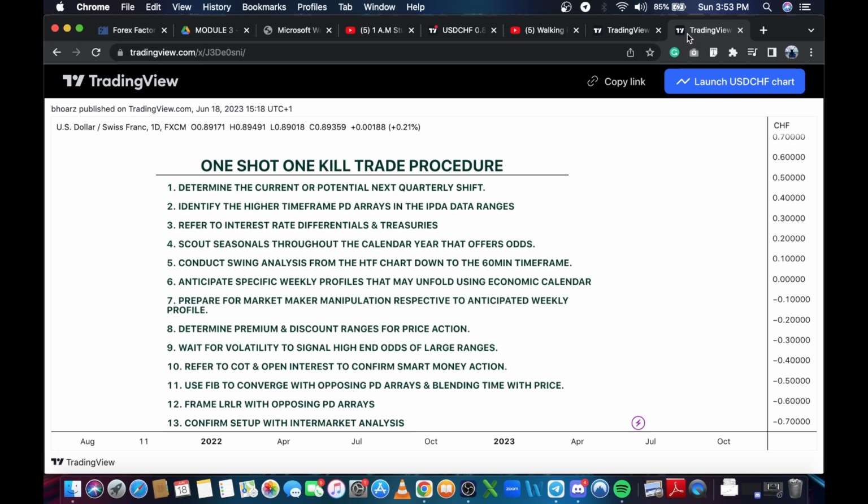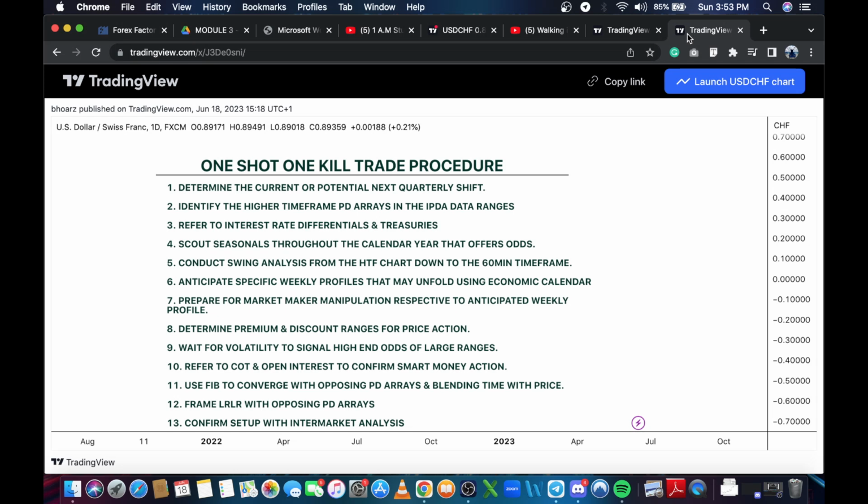Number 2, you identify the high time frame PD arrays in the IPDA data ranges. We talked about IPDA data ranges, and now you can do the 20-day look back, the 40-day look back, the 60-day look back, and all that look back period does is bring into frame where the next strong liquidity is for your macro analysis or quarterly shift. I've mentioned this before, I don't generally use the look back period on my chart, because I can already eyeball the price range and identify very clearly where the market is reaching up or down into. But if you're starting out, it is essential.